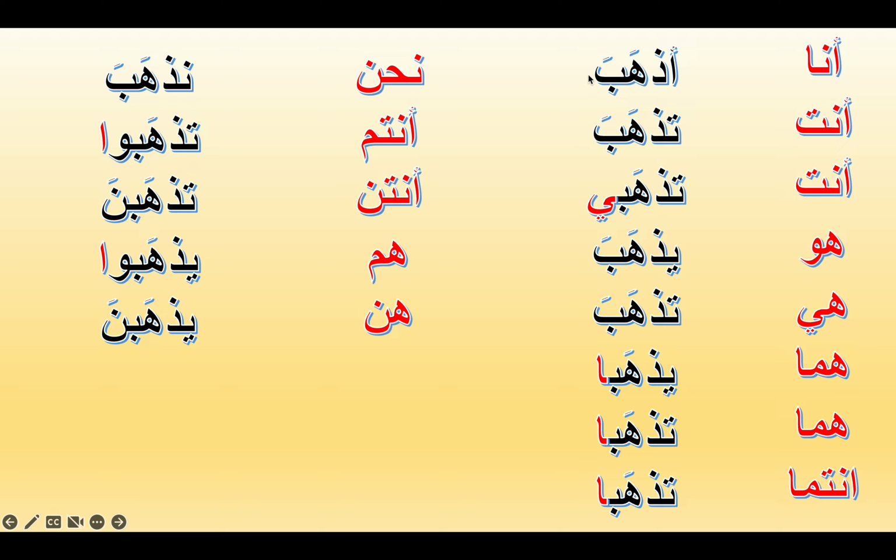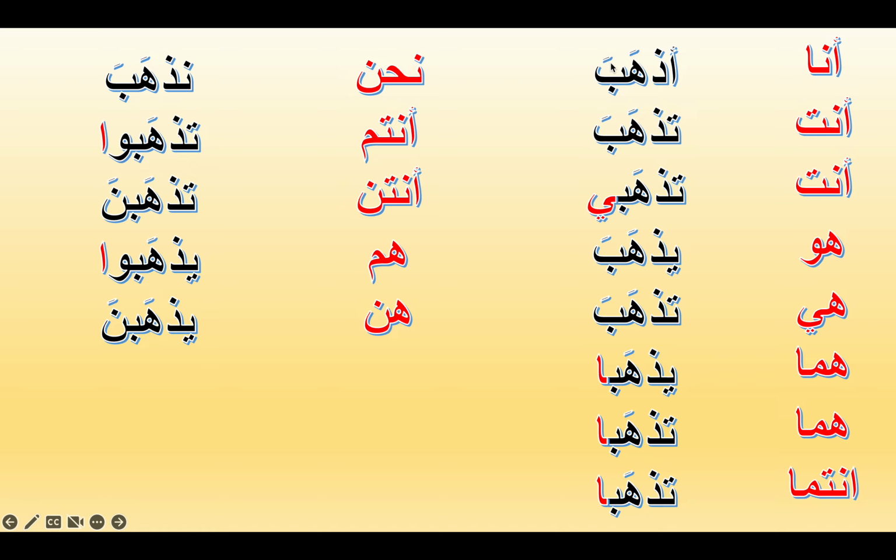The second important thing to notice is that the vowel at the end of the verb is a fatha. In the nominative, it is a dhamma, u sound. In the jussive, after the lam, it is a sukun. But in the subjunctive, it is a fatha. So, ana adhaba, tadhaba. Not adhabu, adhaba.